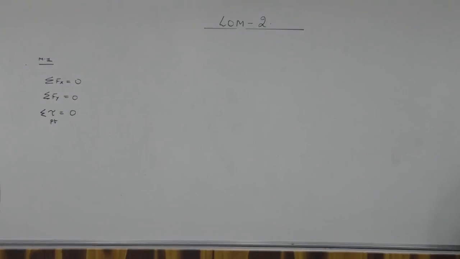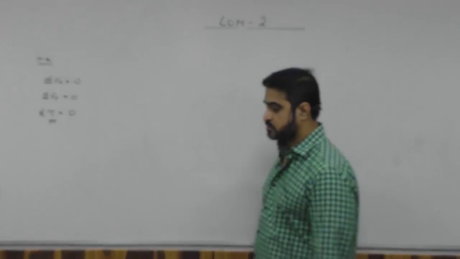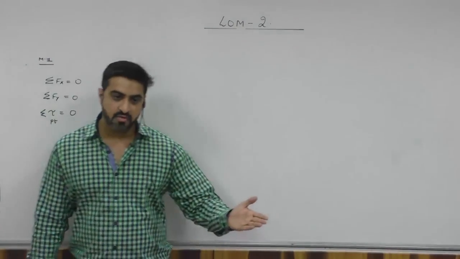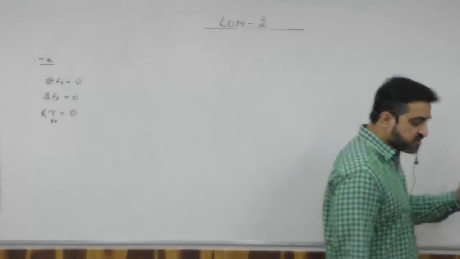Total anti-clockwise moments at a given point is equal to total clockwise moments at that given point. Total anti-clockwise moments at that given point which you select is equal to total clockwise moments at that given point.